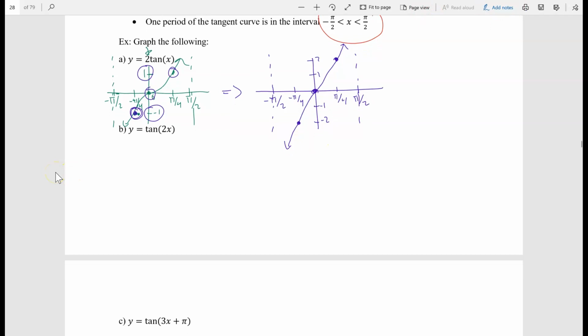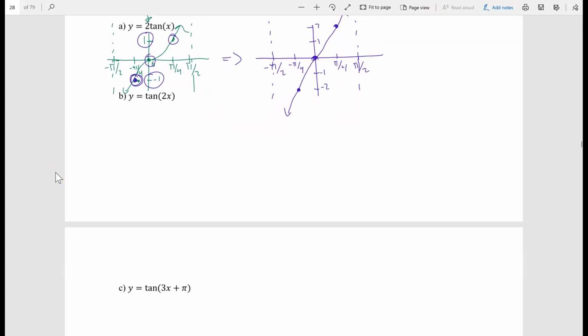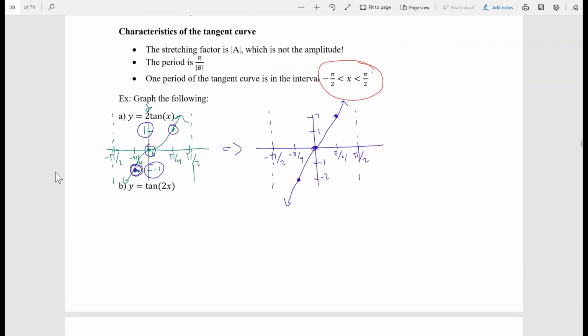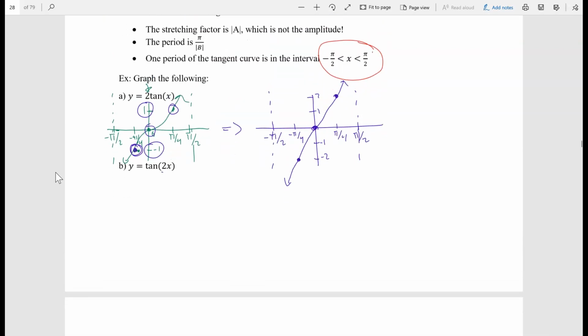All right, so now let's look at this next thing. Notice here the 2 is now on the inside. When it's on the inside, you have to look at where exactly is one period. One period for the sine and the cosine was from 0 to 2 pi. One period for the tangent would be from negative pi over 2 to pi over 2. So this is what we're going to be using for the tangent.